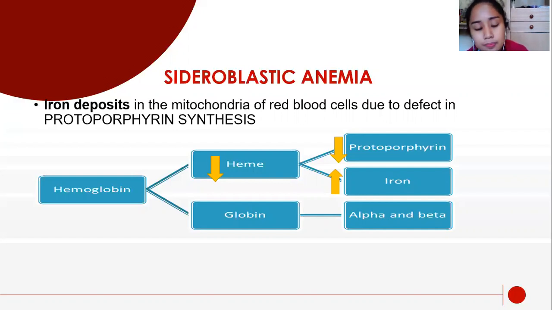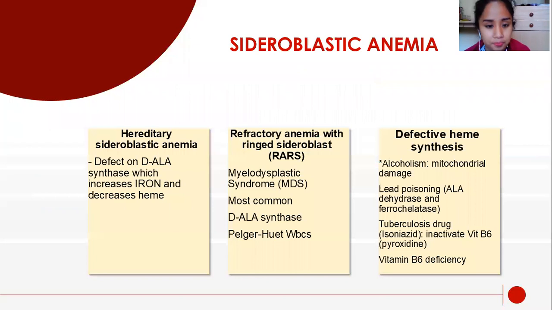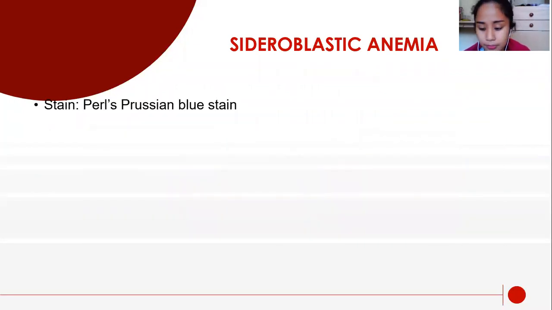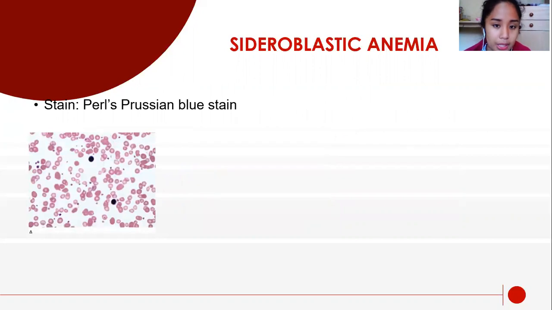I'll show you later. The iron deposits in the mitochondria of your red blood cells, or your normoblasts. Sideroblastic: sidero means iron or constellation, and blastic means immature cells. So the immature cells deposit iron as well. In sideroblastic anemia, expect hypochromic red blood cells, and increased RDW because the population varies.